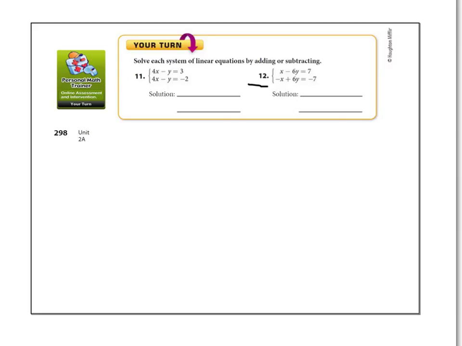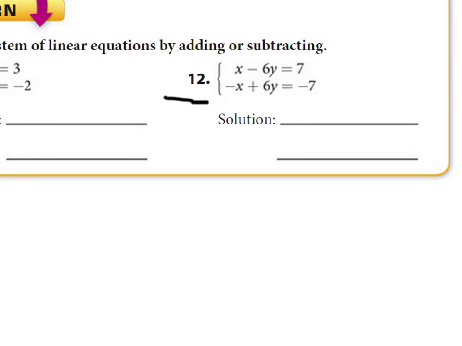So if you notice here, we do have opposites. So when I add these 2 equations together, well, x plus negative x will cancel. Negative 6y and 6y will cancel. Since they both cancel, that means I have a 0 here. On the right side, 7 plus negative 7 is also 0. So variables cancel. So now we're left with asking, is it a true statement or a false statement? 0 does equal 0. So anytime it's true, your answer should have been infinitely many.